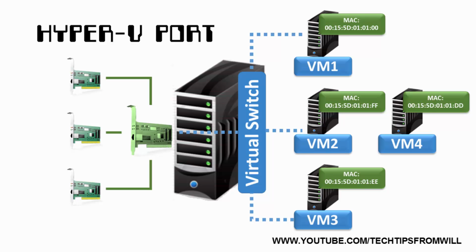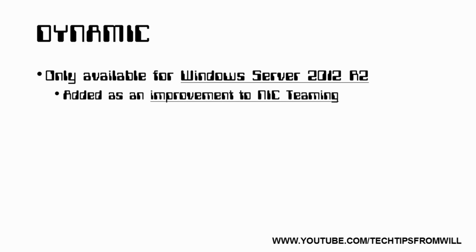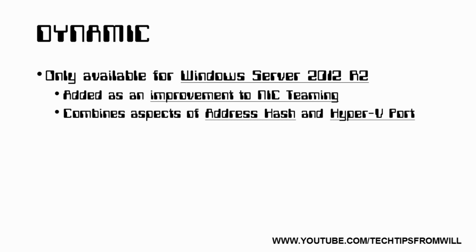The final load balancing mode to discuss is dynamic. The dynamic load balancing algorithm is only available if you are using Windows Server 2012 R2. Dynamic load balancing was added as an improvement to NIC teaming by combining certain aspects of address hash and Hyper-V Port into one mode. Let's start by looking at outbound traffic.